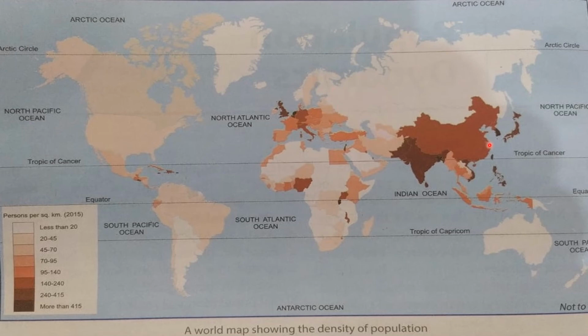Macau is somewhere here, children. So the highest population density is in an area of 28.2 square kilometers. The population is 456,989, that is, you can say 4.5 lakh people are living here. Density is 16,205 people per square kilometer.